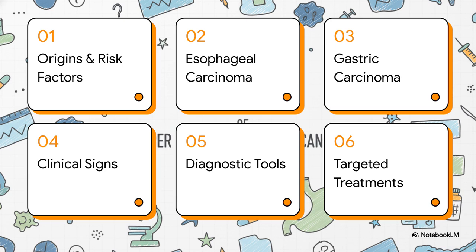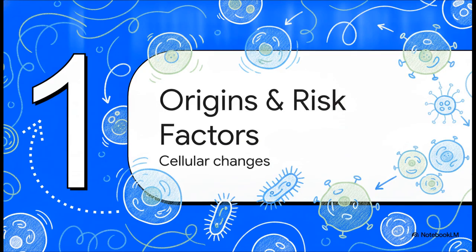We'll start with the origins and risk factors of esophageal and gastric cancers, look at the clinical signs, the diagnostic tools we use to confirm them, and finally, how we tackle them with targeted medical and surgical treatments. All right, part one, origins and risk factors. Let's talk about where it all begins.